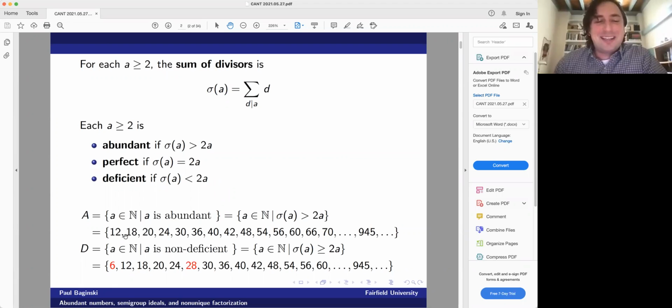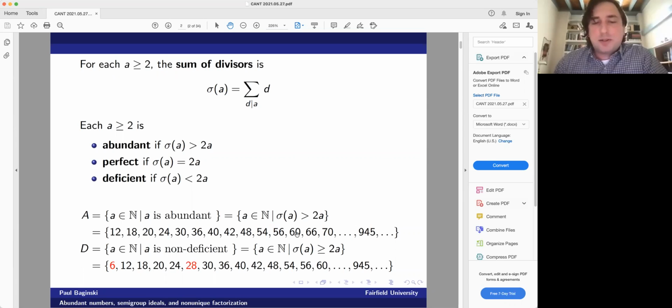I've listed out the abundant numbers here, and then below that, I've listed out the non-deficient numbers. So this is abundant and perfect. The perfect ones are here in red, 6 and 28. And the next one's considerably bigger. It's not known that there are infinitely many perfect numbers, and it's not known that there are any odd perfect numbers. But basically, I'm going to concentrate on abundant numbers, but everything that I say in this talk is also true about this set D of non-deficient numbers.